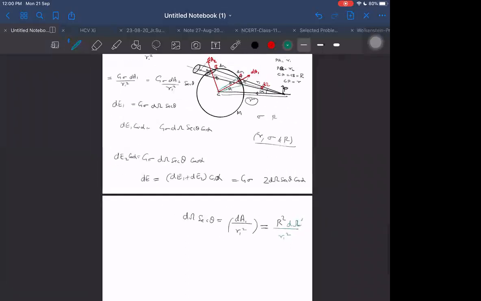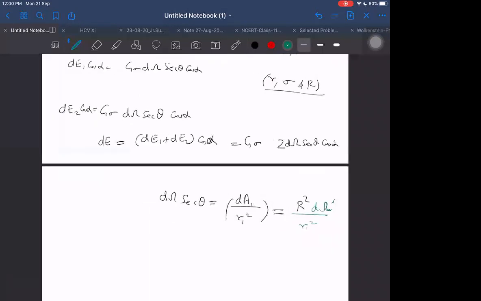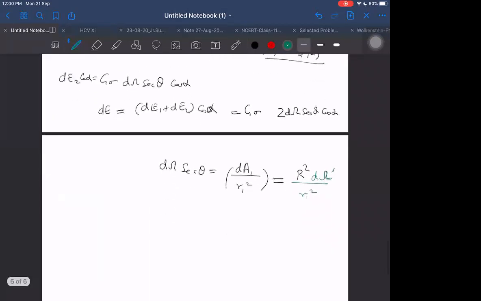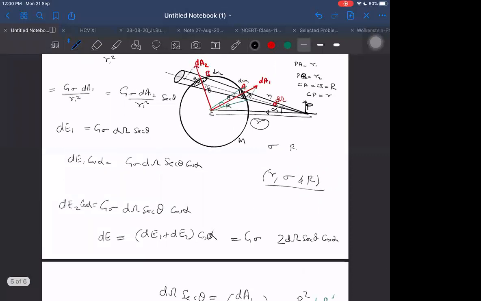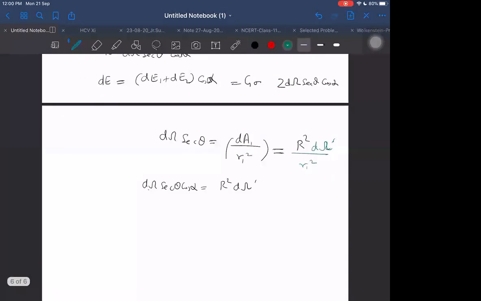Next, let's see equating both the d omegas. What to do about cos alpha also? I have to think now. Cos alpha I can write as cos alpha multiplied by cos alpha. Let us say d omega secant theta into cos alpha will become R square into d omega dash. This is that omega which was not from this red one, but this is at the center. Let us call it d omega green dash, then upon R1 square only into cos alpha.